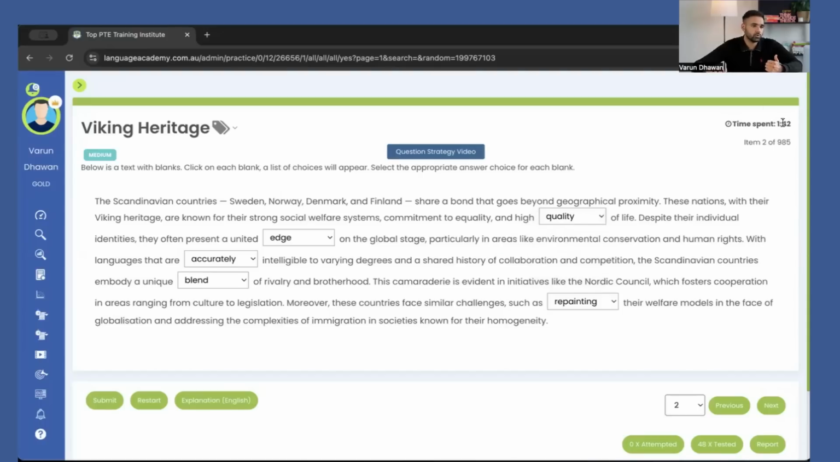Do not spend more than 2.5 minutes and do not leave anything unattempted, because you get 1 point for each correct blank. So let's say you've got 5 passages with 5 blanks each, you're getting 25 points in reading, 25 points in writing. So you have to be very careful about this. Please make sure you do it this way.